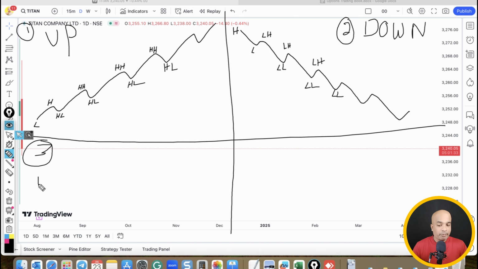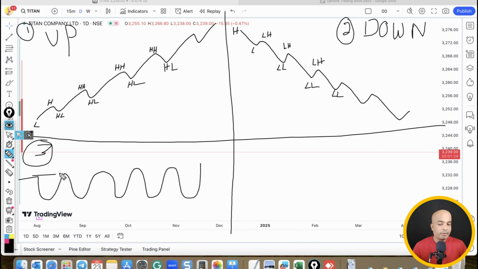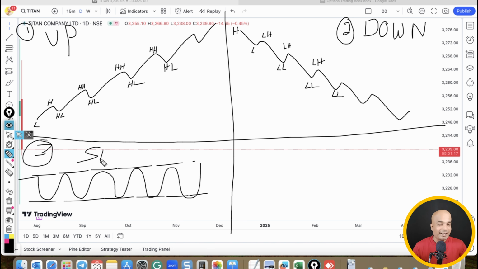In sideways, what happens is very simple. Price keeps on making the same high, same low, same high, same lows. So if the price keeps on making the same highs and same lows, then we can consider it to be in a sideways trend. Whether you use a daily chart, weekly chart, or monthly chart, it doesn't matter. If the price is displaying this pattern, it is an uptrend. If this pattern, it is in downtrend. And if this pattern, it is in sideways trend.